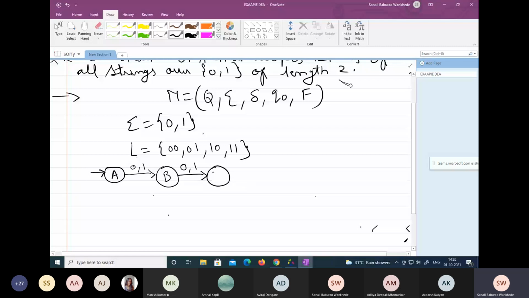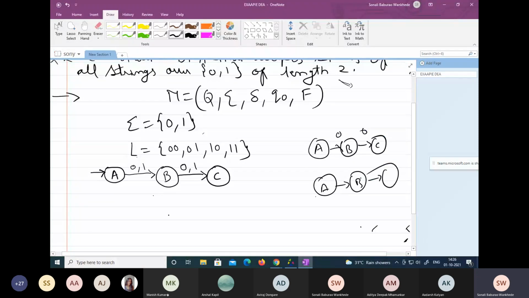Now will C become my final state, guys? Yes, ma'am. This is actually A, B, and C. It is giving me either 0, 0, or 1, 1, or it can be 0, 1, or 1, 0, etc. So this is accepted, and this will be my final state C, right? This is how you need to draw a state diagram from the given question. Now this is my final state C.